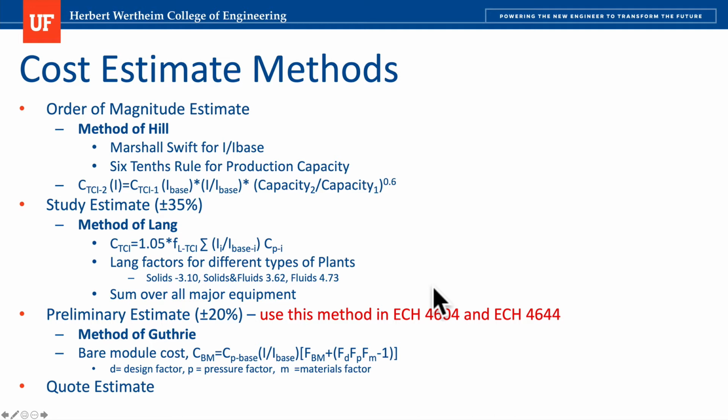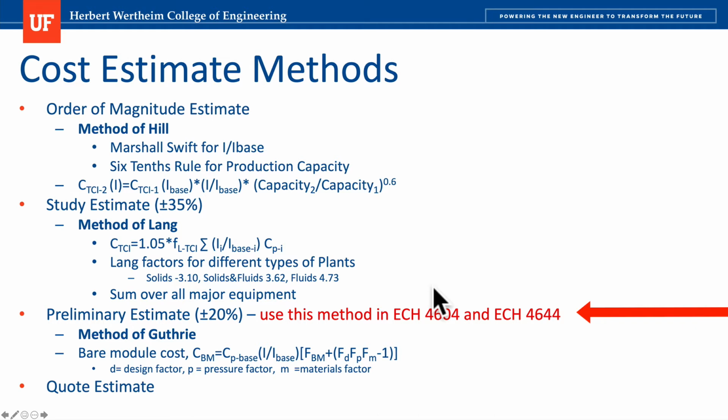You can also do a study estimate, and those estimates include what we call the method of Lang, or the Lang factor method. Basically, you have different factors attributed to the different types of plants. I'm going to show you that in a moment. Notice there that the accuracy is a little bit better than order of magnitude. Here you have plus or minus 35% accuracy.